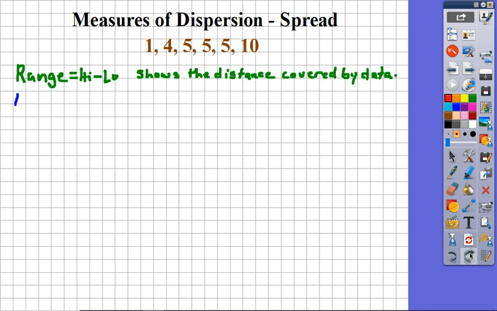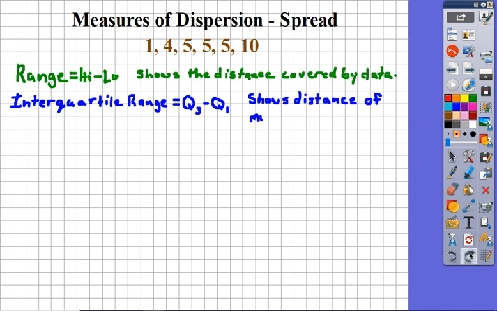The next one is the interquartile range. You might have seen this one before. You probably have in Algebra 2. The interquartile range is quartile 3 minus quartile 1. And what that does is that's going to show us the distance covered by the middle half of the data.